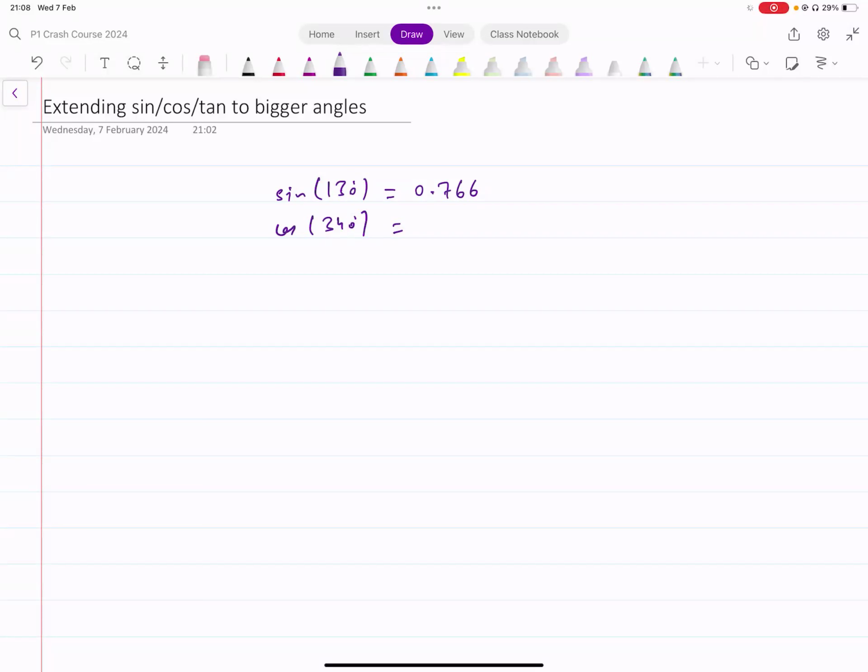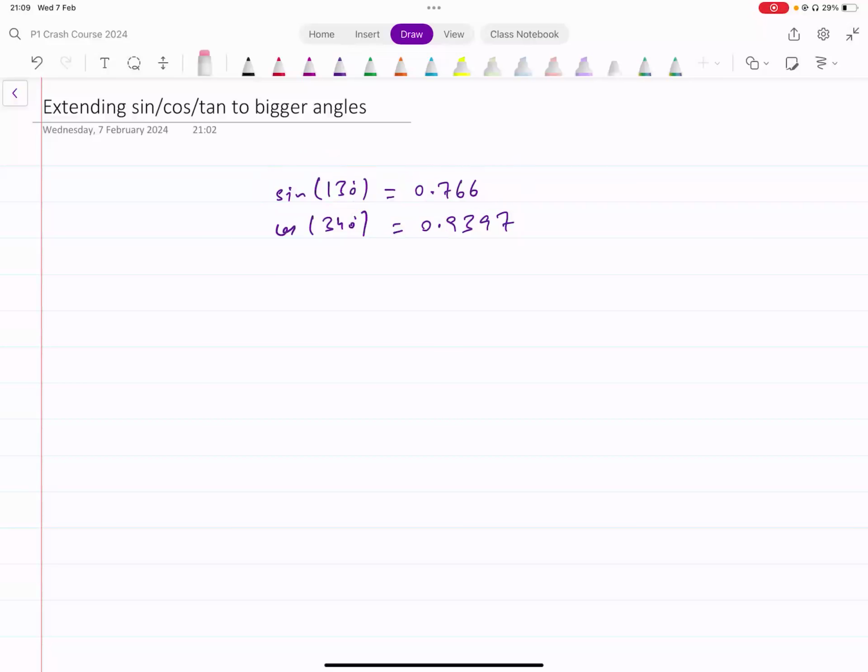That gives me 0.9396, or you can say 0.9397. So cos 340 is also giving me a value. Now sine 130 could not be there in a right angle triangle, since a 130 angle could not be there. So how are we getting a result for this?